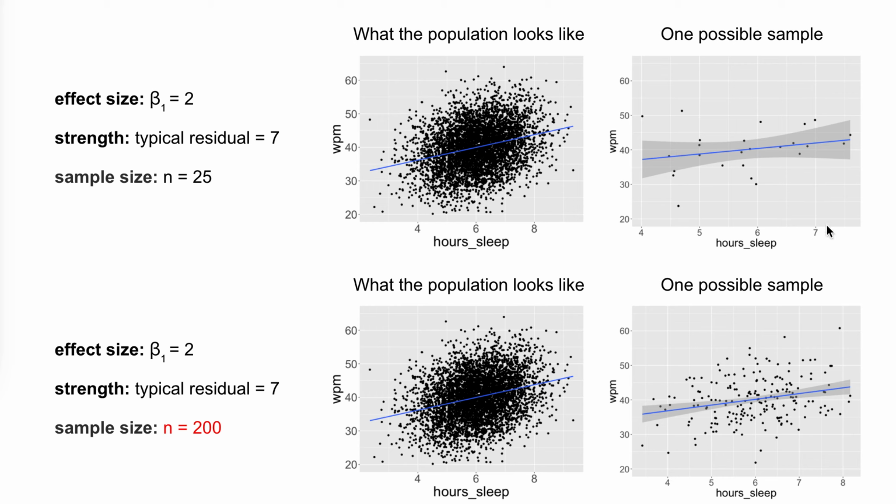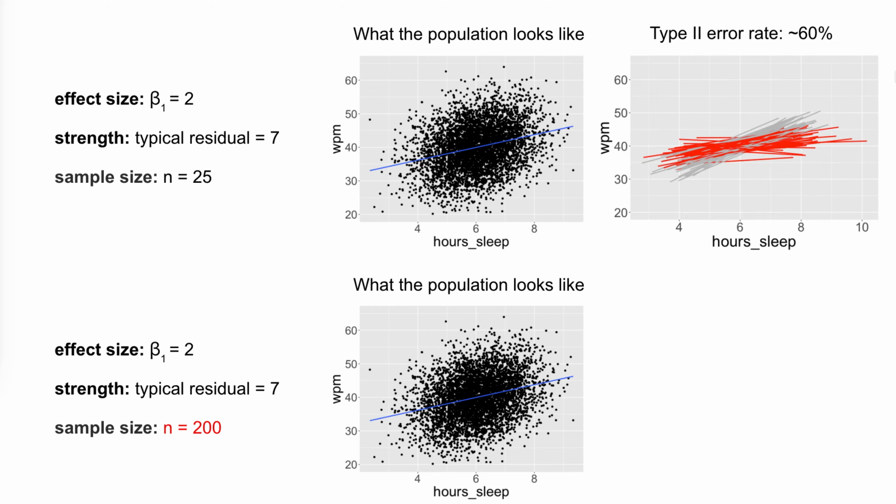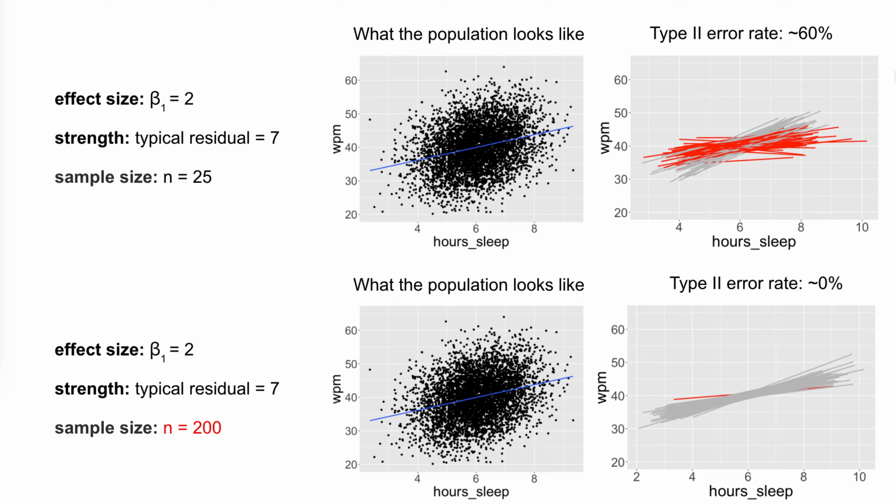In contrast, though the estimated slope of the larger sample size 200 is similar to that in the smaller sample, the increased sample size, however, leads to much smaller error bars. With less error, we are able to detect a relationship between typing speed and sleep. Notice that when we repeat this process a bunch of times, the type 2 error rate is roughly 60% for samples of size 25 and drops to near 0 for samples of size 200.